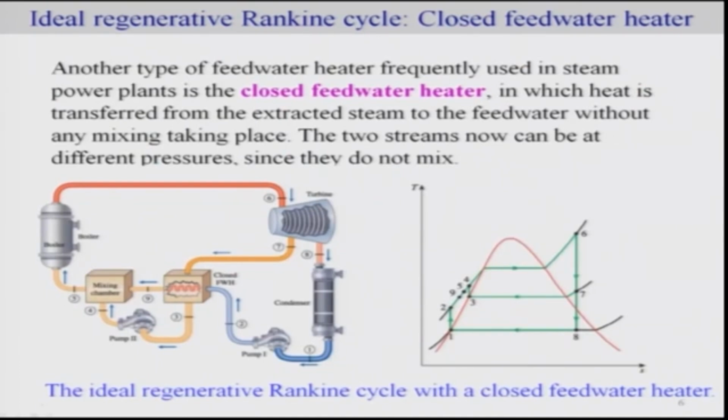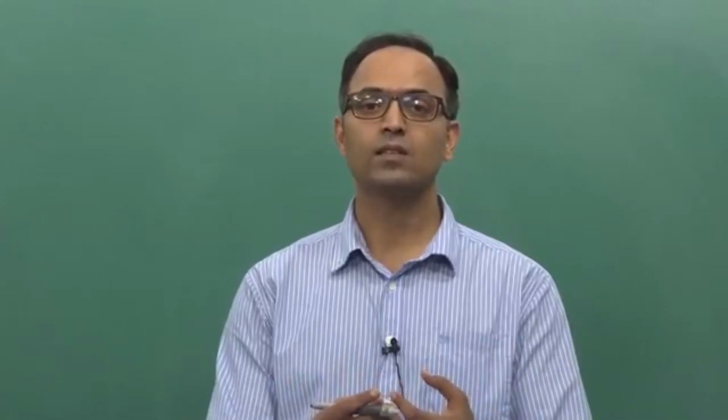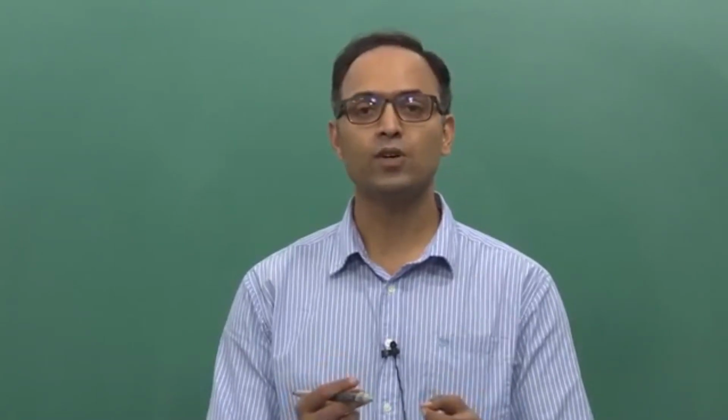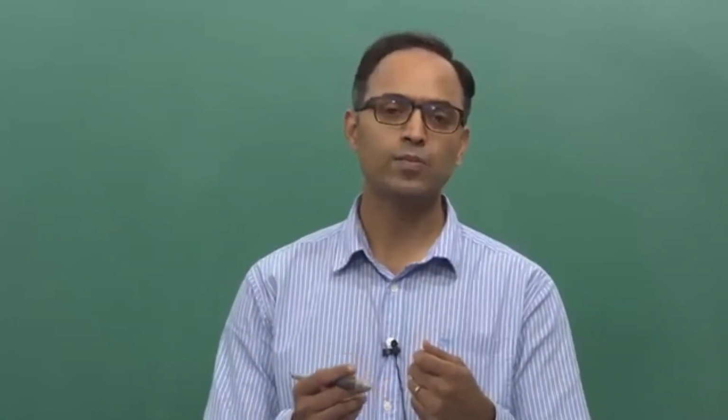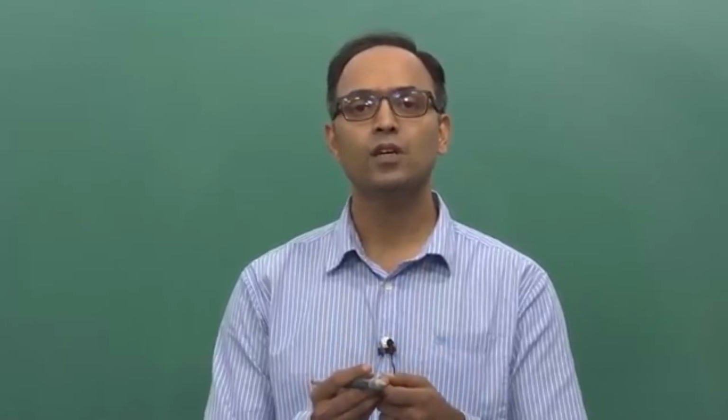Now we can analyze the closed feed water heater. The difference from the open feed water heater is that there the streams physically mix with each other, and then you have to operate at the same pressure, and that's why the extracted steam from the turbine and the stream from the condenser, where the pump is used, have to be brought to the same pressure in order to mix them. But now for the closed feed water heater there is no necessity of mixing physically, and you can have different pressures also. That means the streams can operate at different pressures.